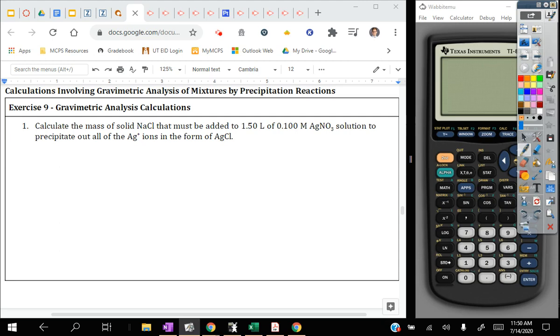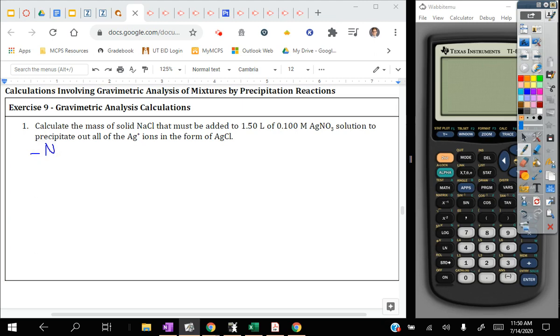This problem in exercise 9 says calculate the mass of solid NaCl that must be added to 1.50 liters of a 0.100 molar silver nitrate solution in order to precipitate out all of the Ag plus ions to form AgCl. Essentially what this means is that we have a solution of silver nitrate and we want to react to completion to use up all of our silver.